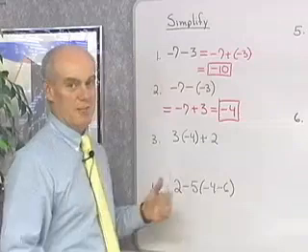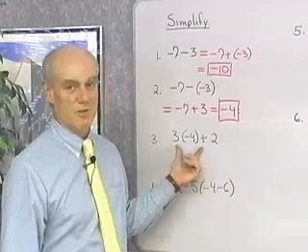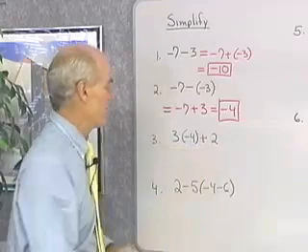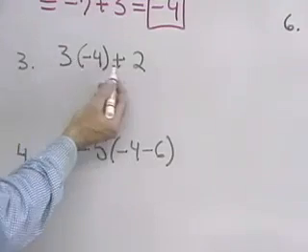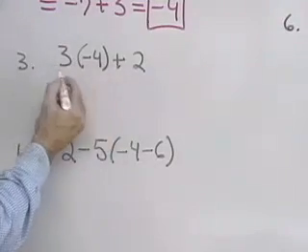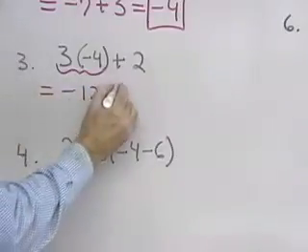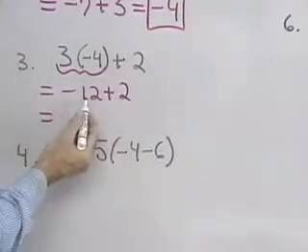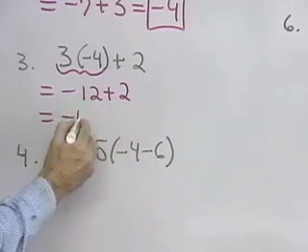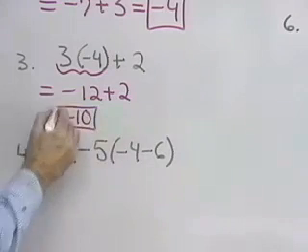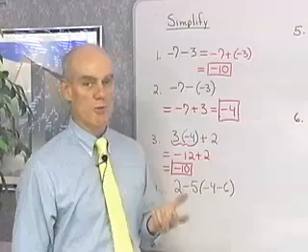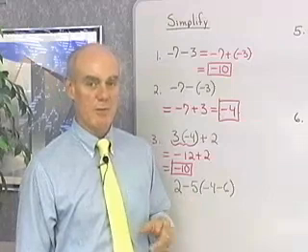Moving on down to our next problem here, problem number 3. We're going to use the multiplication before addition. I have multiplication here and addition here, so I want to multiply first. 3 times -4 is -12. Plus 2, and then adding -12 and +2, I end up with -10. So remember, according to the rule for order of operation, we multiply before we add.